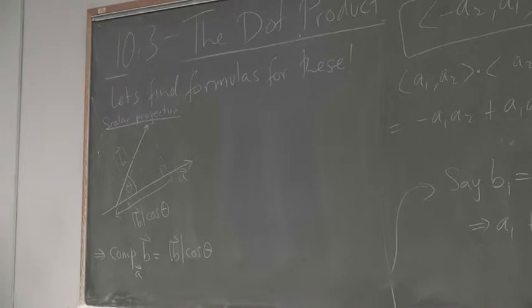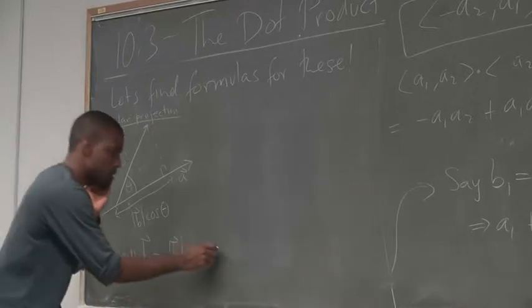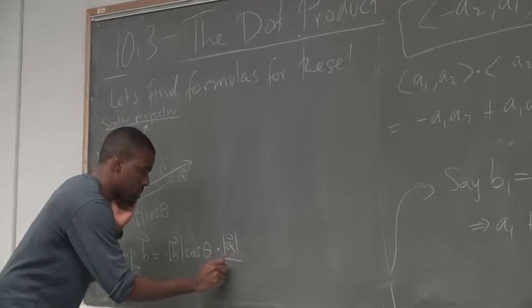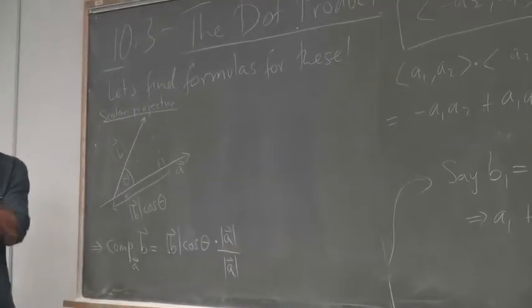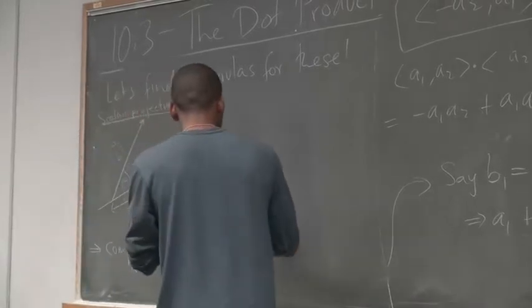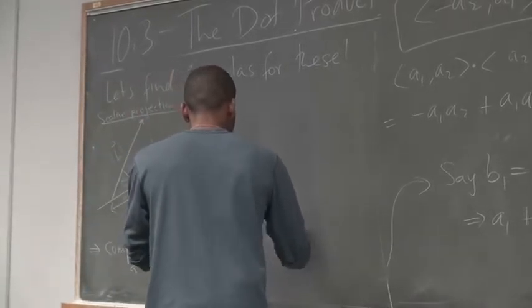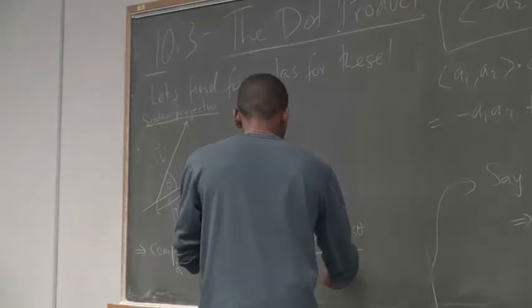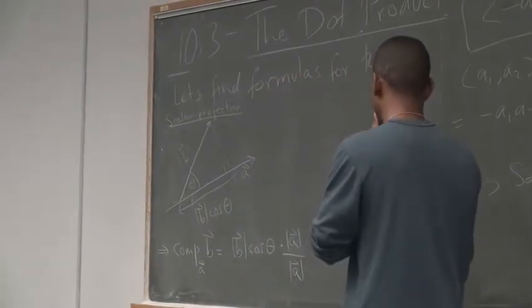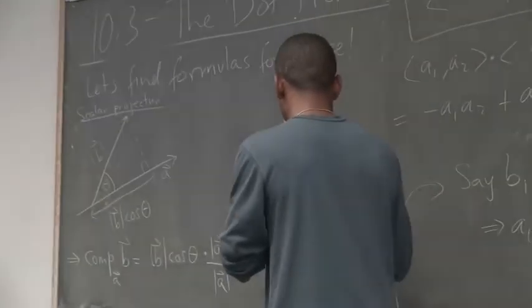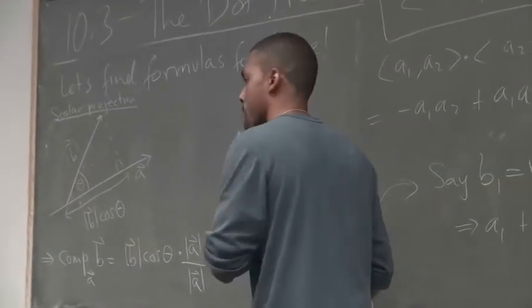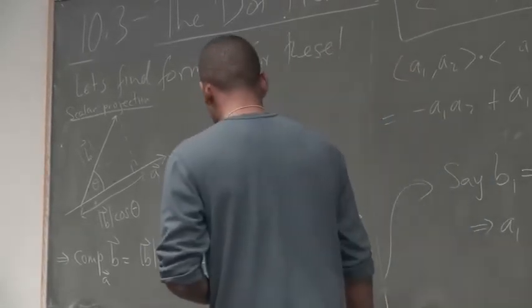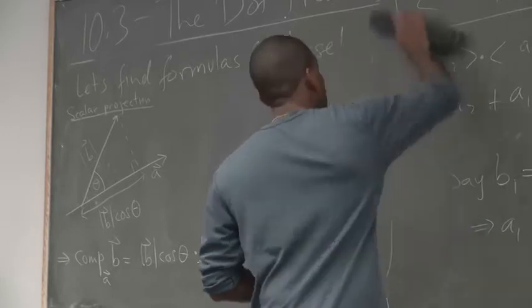Now, let's say you can't figure out what the angle between the two vectors is, or you don't even want to bother finding the angle. You can rewrite this by doing a little convenient algebra: multiply by magnitude of A over magnitude of A. What that gives you is magnitude of A, magnitude of B, cosine theta over the magnitude of A, which is actually just the dot product over the magnitude of A. So if you want the scalar projection of B onto A, just take the dot product of the two divided by the magnitude of A.